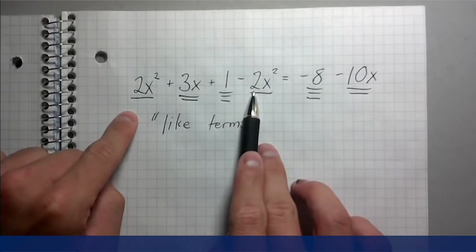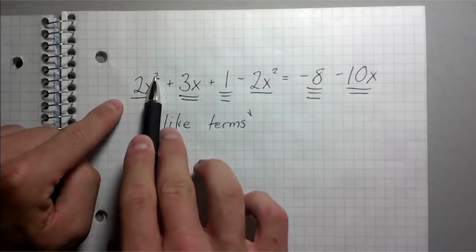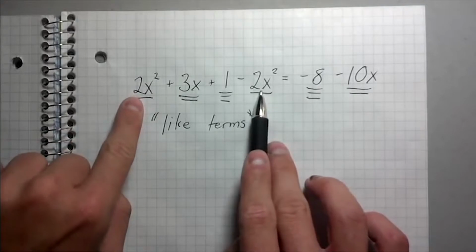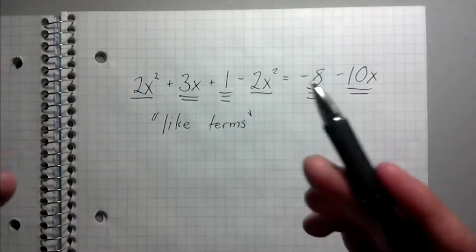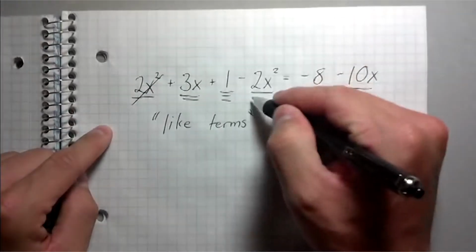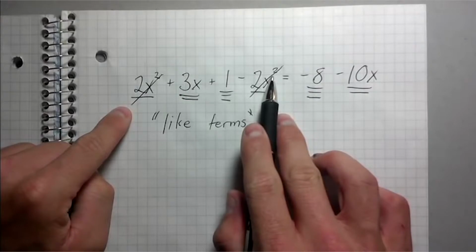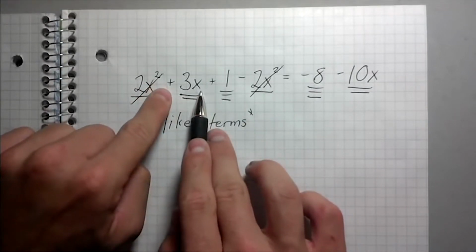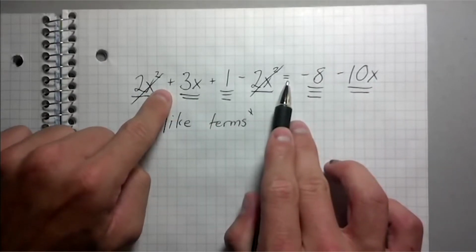This number in front tells you how many of these x squareds you have. It's called a coefficient. Notice, see how I have a positive 2x squared and a negative 2x squared? If I combine these two together, if I add 2 and negative 2, I'm going to get 0. So this term completely cancels out. I'm not going to have any x squareds left. Okay, how about the x's? See how I have a positive 3x and a negative 10x? They're on different sides of the equal sign, so I'm going to have to do something about that.